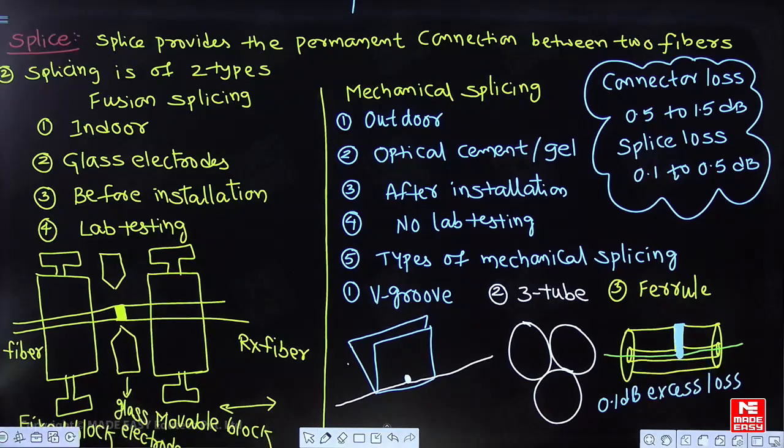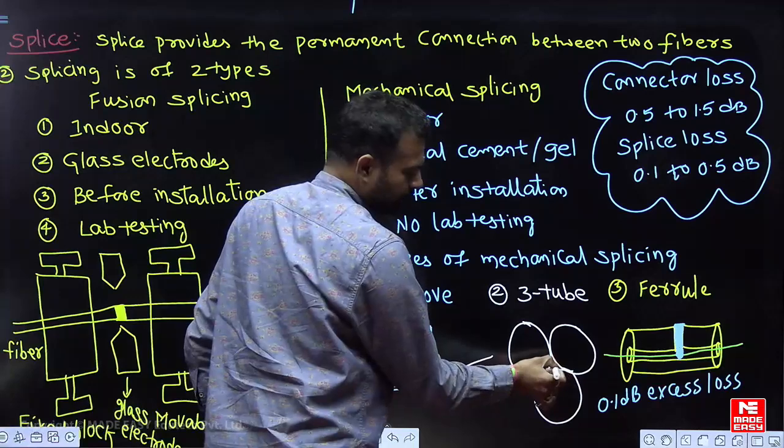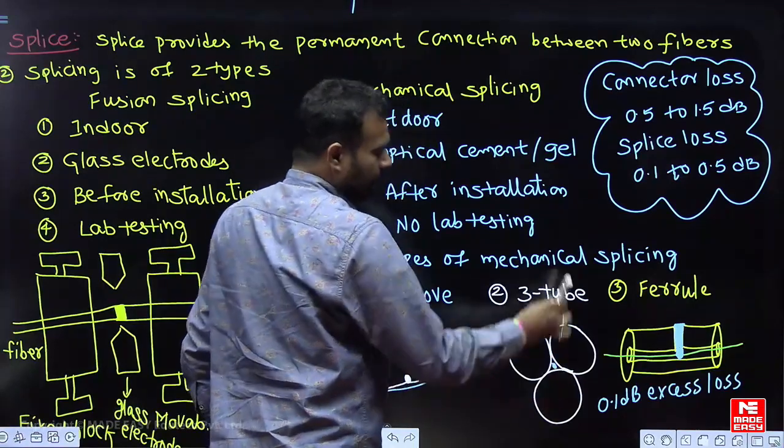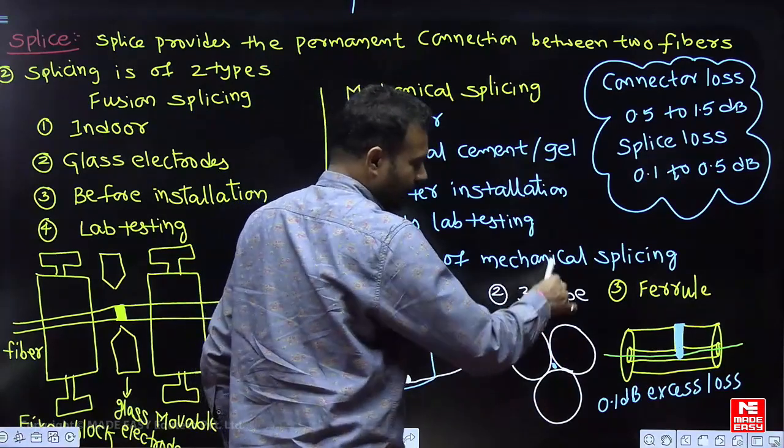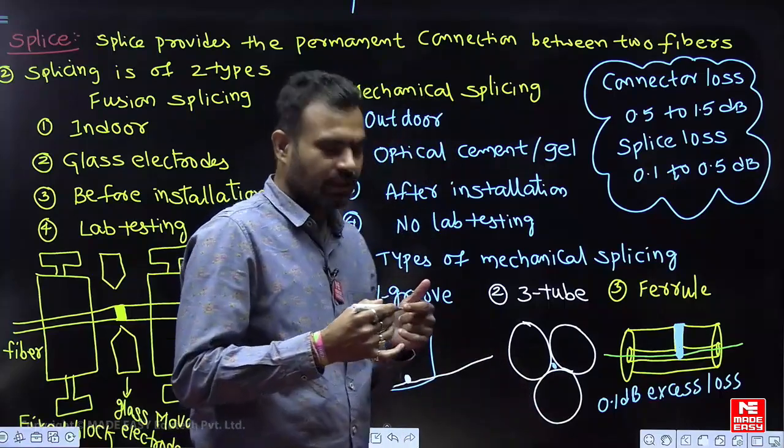In tube splicing, what will we do? We just dip the transmission fiber and receiving fiber in optical gel and pass them through the center of this tube, from one end, from the front of this tube, and from the back also we can send it, and both will touch each other within the three tubes.